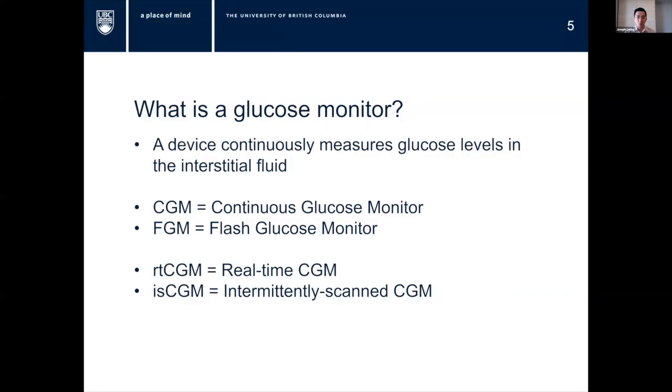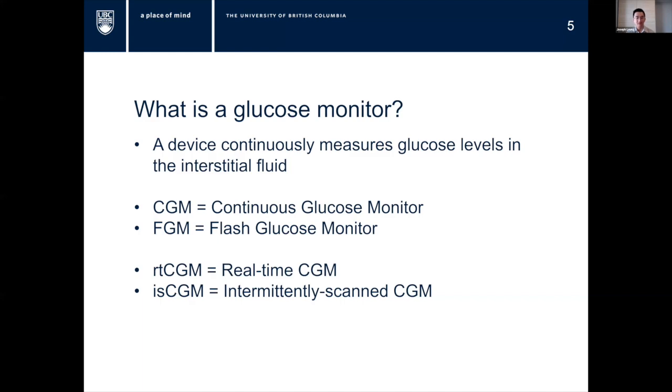So first of all, what is a glucose monitor or a continuous glucose monitor? Well, it is a device that measures the glucose in the interstitial fluid. One of the things that I want to make a distinction about here is that when we check a capillary blood sugar, this is reflective of what the blood sugar is at that very moment. A continuous glucose monitor is measuring the interstitial fluid. That's the space between the cells.